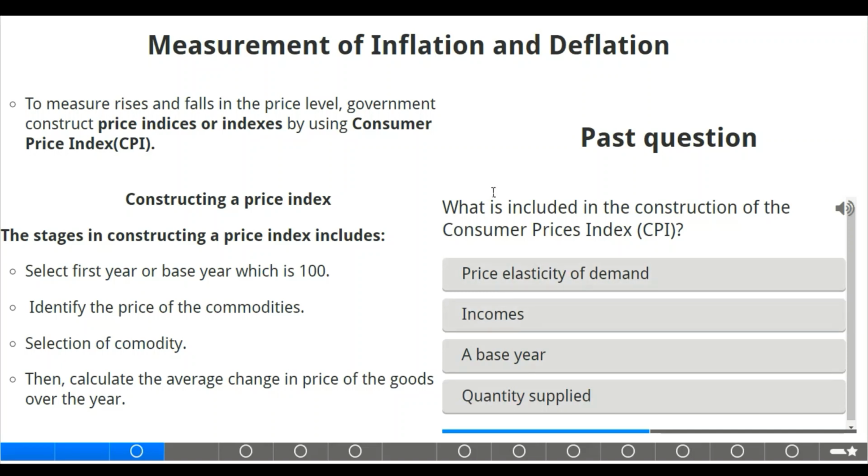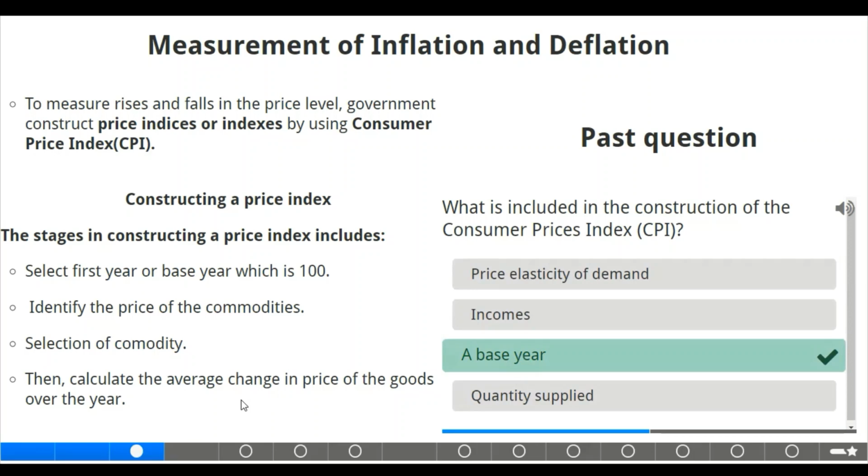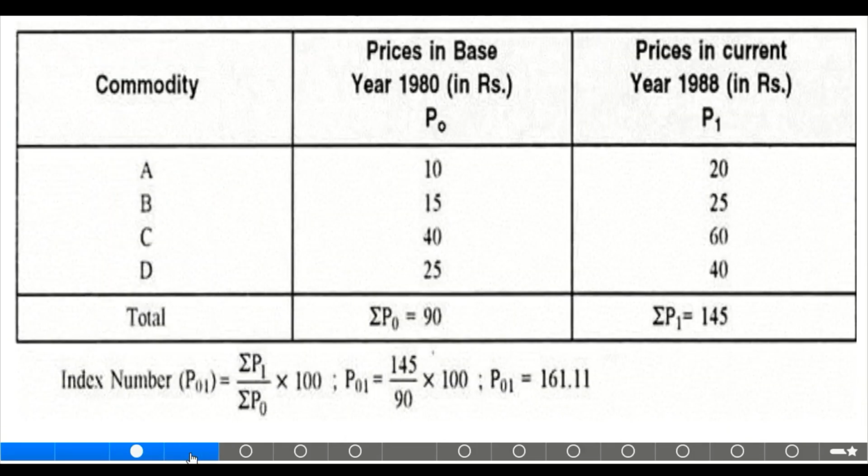Now we have one past question here: what is included in the construction of the consumer price index? I know that you can easily get this because it is right beside you here. What is included? We have price elasticity of demand, incomes, a base year, and quantity supplied. Of course, the base year is included in the consumer price index. Now we move to the next slide.